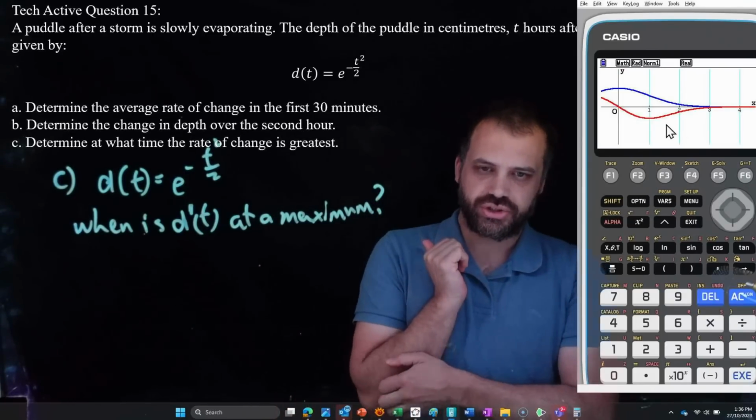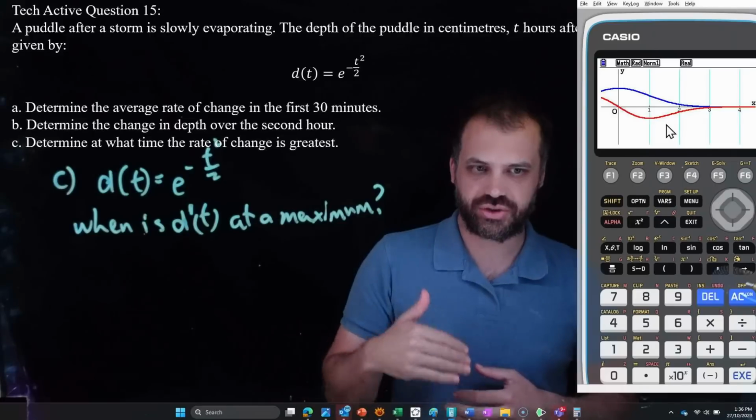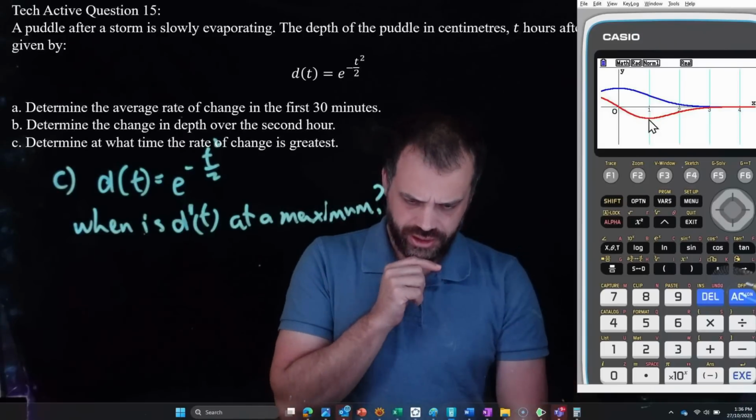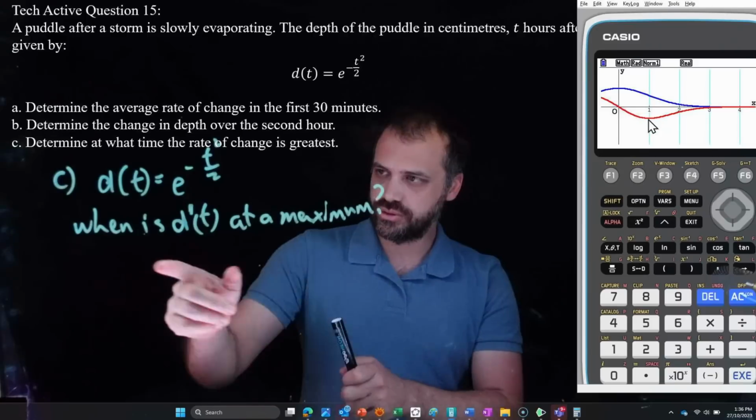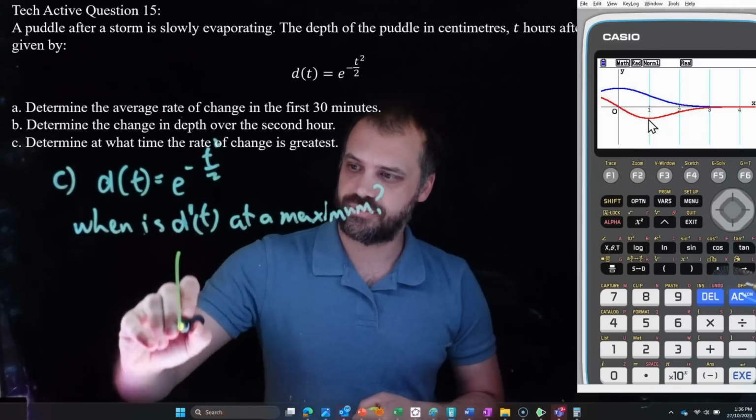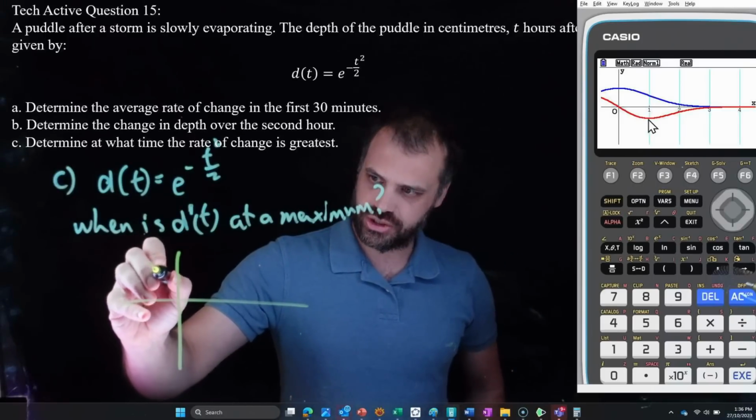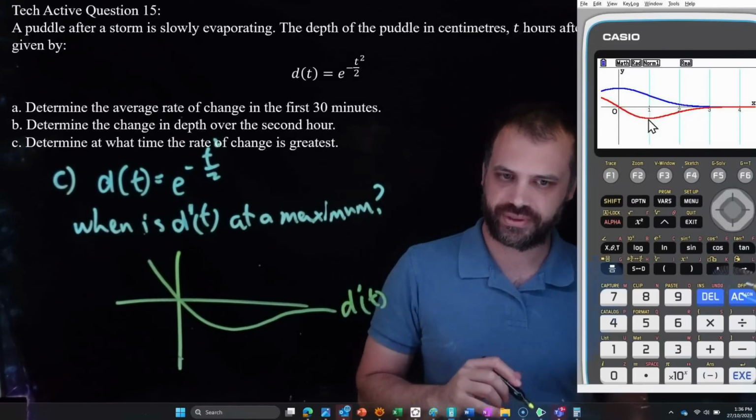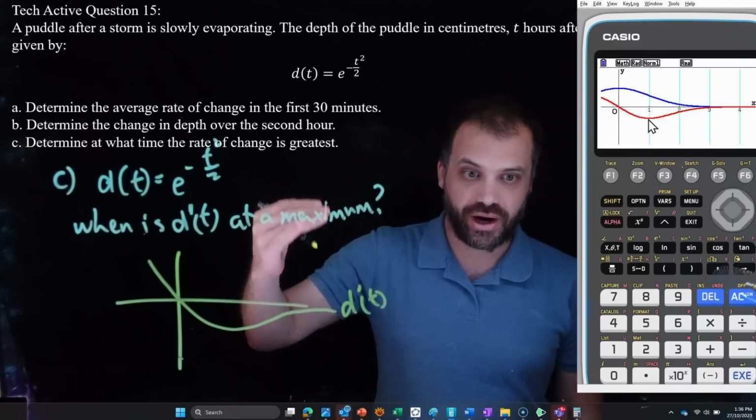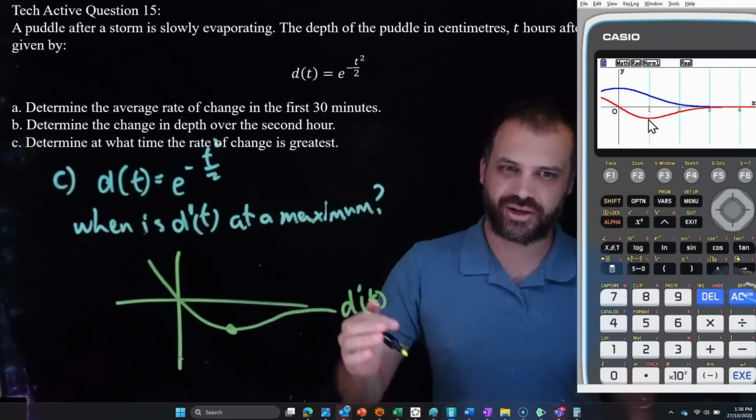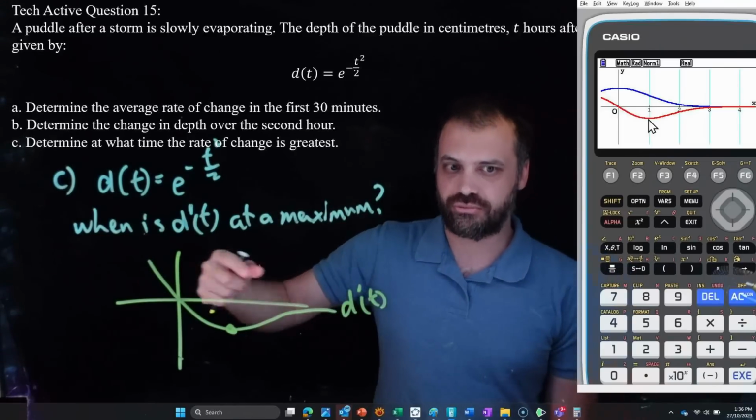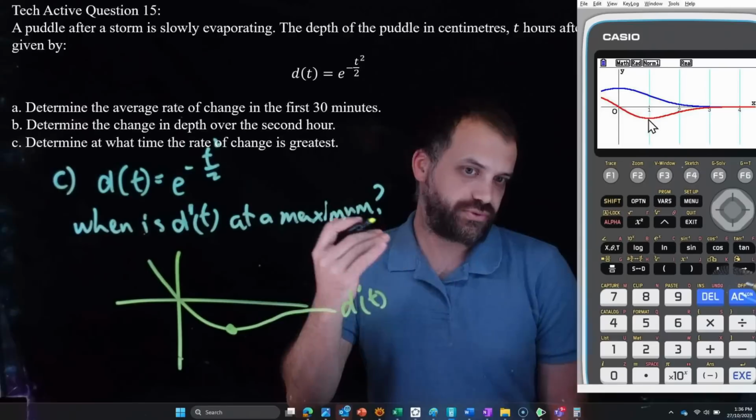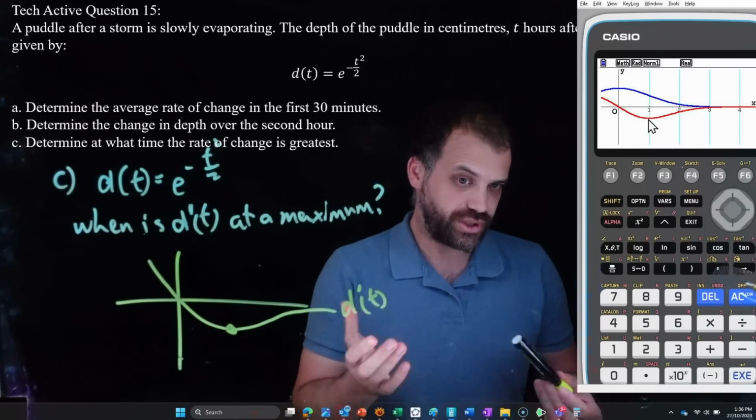Okay, great. Determine at what time the rate of change is greatest. You can see that my red function here has a minimum right there. Now, what I will do here for my examiners so they can see what I'm doing is I'm going to do a sketch. This is d dash t, right? And so the rate at which it's changing is greatest here. I know you're looking at that saying, well, that's a minimum, but we're talking about a rate of change of the depth of this puddle, right? So the magnitude of the rate of change is greatest here. I think that's how we should interpret this question.